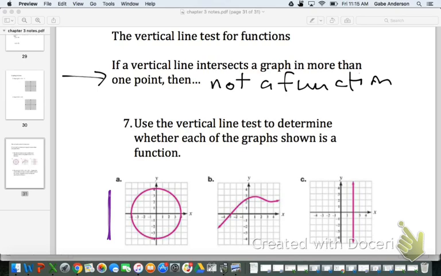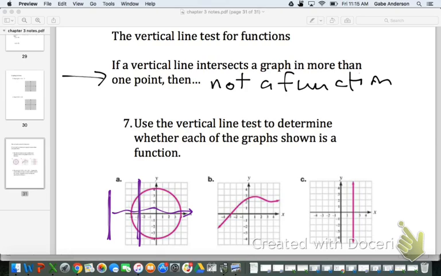So there's a vertical line, right? Yeah. So if I take that vertical line and I pass it over the graph, moving it from left to right, would that vertical line ever intersect graph A in more than one point? Yeah, it could. I feel like it could intersect anywhere if it wanted to. Well, but it has to be a vertical line, though.